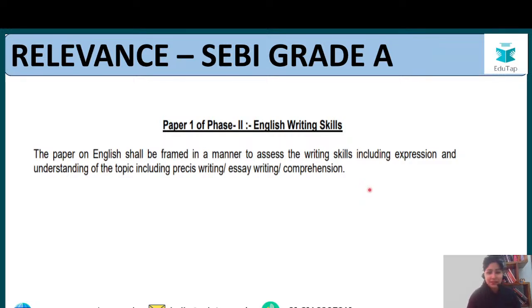So thank you, guys. Then for SEBI Grade A, again, for English writing skills, this topic is important. For other parts of the syllabus, sadly, anything related to agriculture has not been mentioned as part of SEBI Grade A syllabus, because that syllabus focuses more on the legal portion of your exam and more on the finance part.